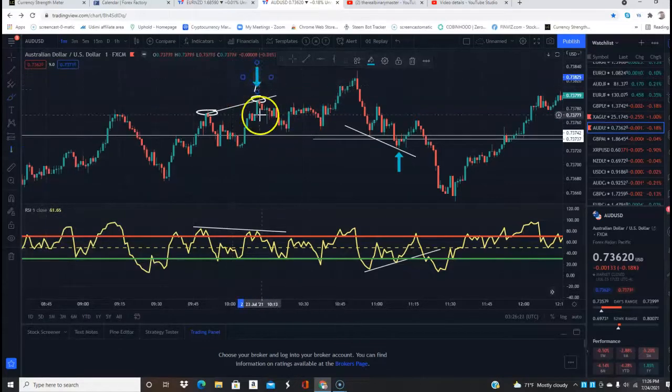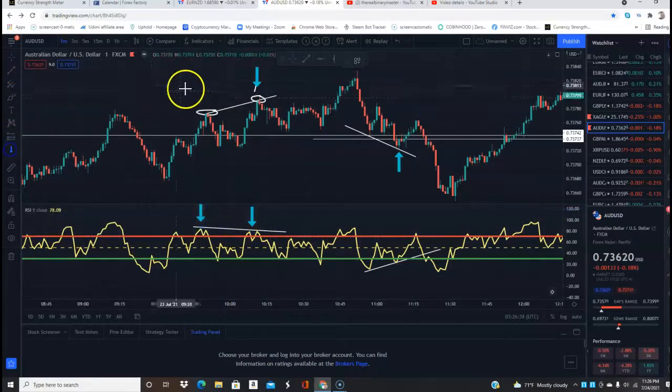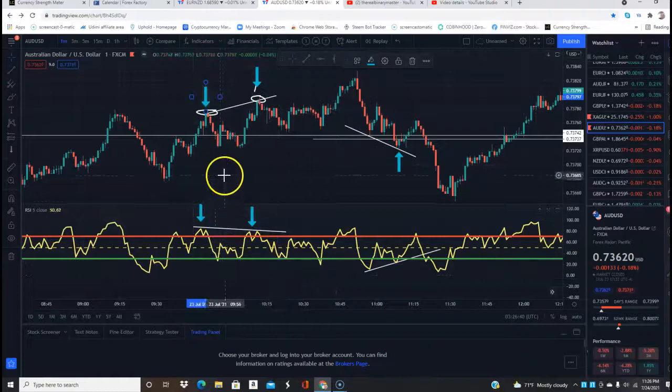This area here created a higher high, but here it created a lower high from this high over here, where we see in reality price created a lower high. So we have a price action telling us two different things. Price action telling us, hey, we're potentially looking for a sell.